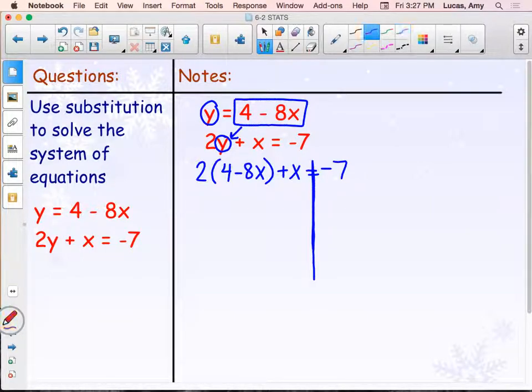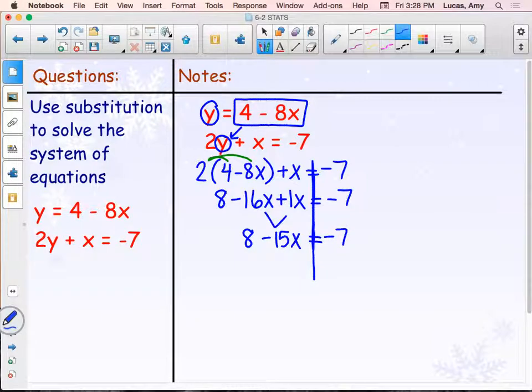Okay, so now I'm going to have to do a very important step first. Distribute that 2. 2 times 4 is 8, minus 2 times 8x is 16x, plus x equals negative 7. Combining my like terms on this one, I'm going to put a 1 in front. Negative 16 plus 1 is negative 15x. I've got my 8 in front, and it equals negative 7. So I subtract my 8, since it's a positive 8, to cancel it out. Negative 15x equals negative 15.